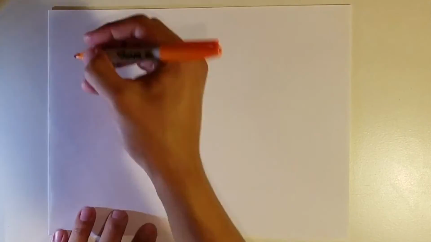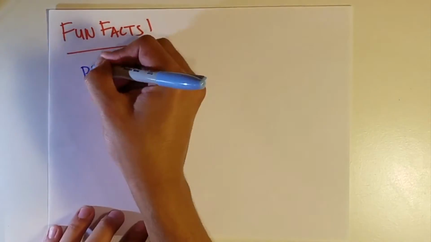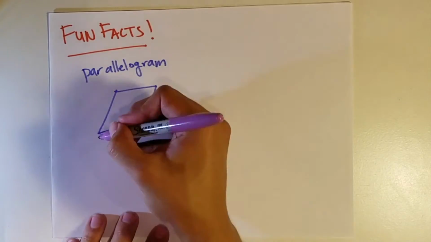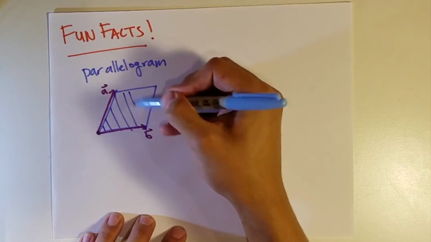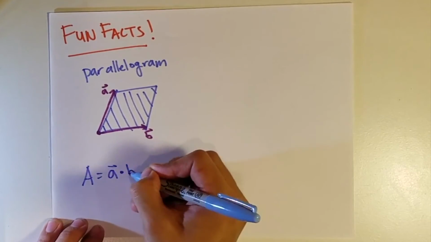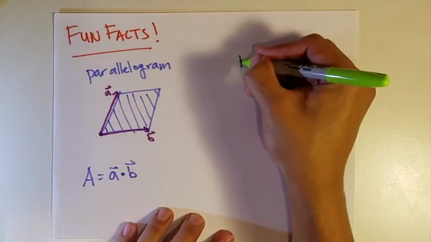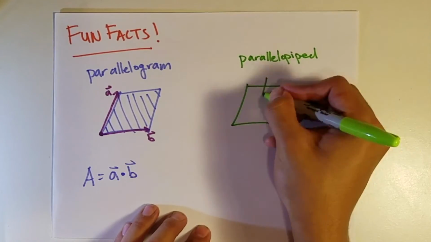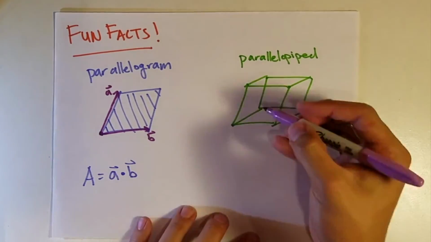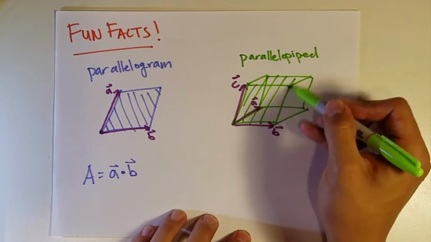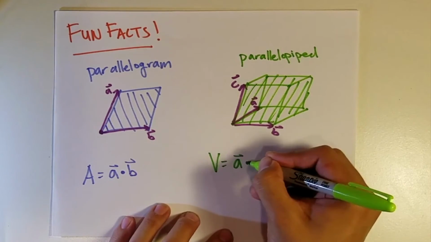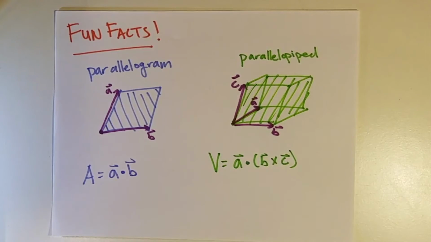Now let's go over some fun facts before we end this video. First, take a parallelogram. If you make the two sides into two vectors, you can find the area of this parallelogram simply by finding its dot product. Now let's take a three-dimensional parallelogram, also called the parallelepiped. Now make each side a vector. You can find the volume of this parallelepiped simply by calculating a dot b cross c.